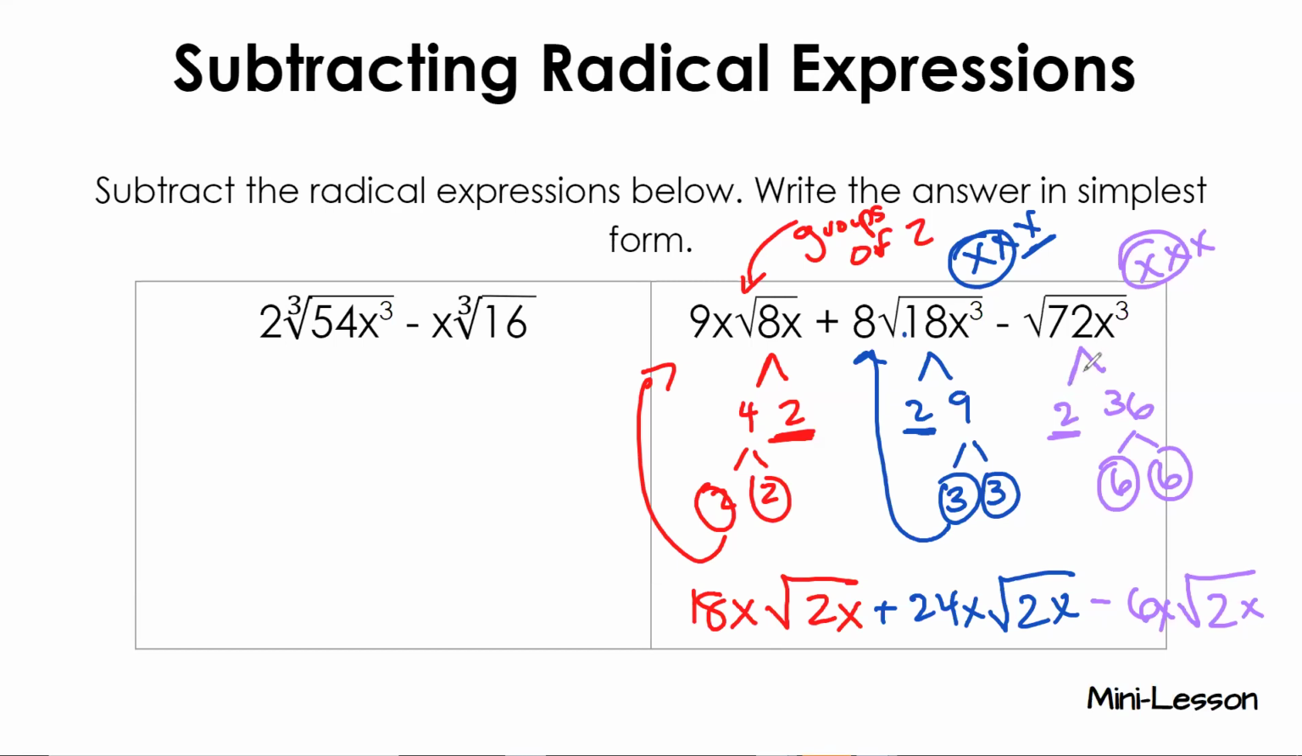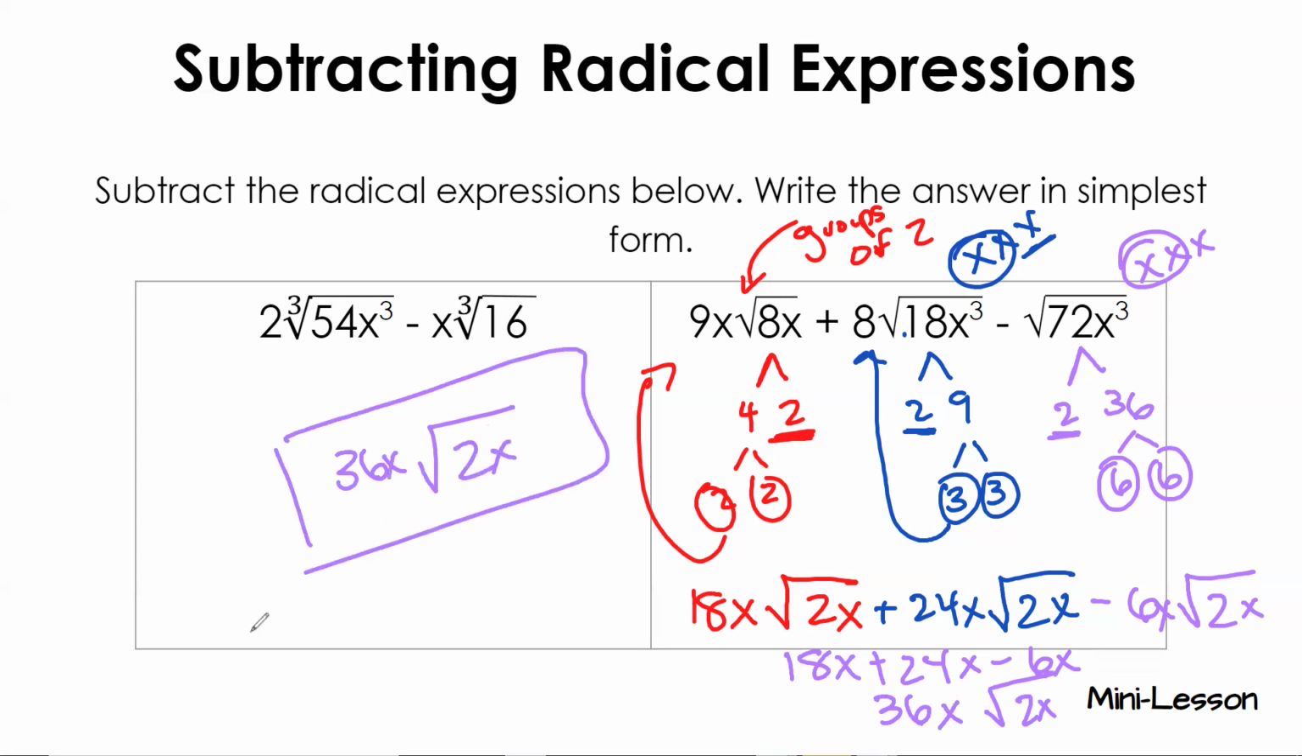We're still not done. Are all of our things the same underneath the radical? Yes. Now, sometimes it's not all going to be the same, and we'll talk about that scenario in just a second. But since they're all the same, we're going to take the outsides. What's 18x plus 24x minus 6x? So what's 18 plus 24? Use your calculator, please. 18 plus 24 minus 6. Okay, so this is going to be 36x square root of 2x. I'll write it over here. 36x square root 2x. Ta-da!